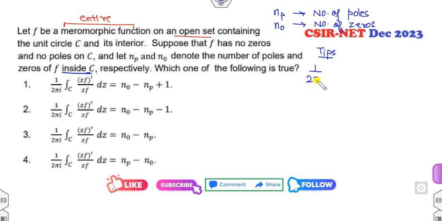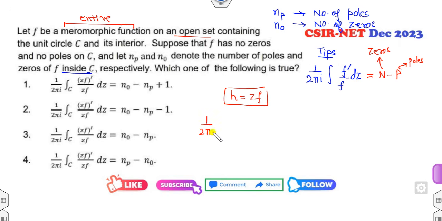You remember what comes to your mind when you see f dash over f? That is the argument principle. It's the number of the zeros minus the number of the poles. But remember, it's the number of the zeros of the f. But if you look at that, I can take h as this number. Then in each case, your target is to find this part. So again it's n minus p. But the difference is that n is the number of the zeros of the h and p is the number of the poles of the h.